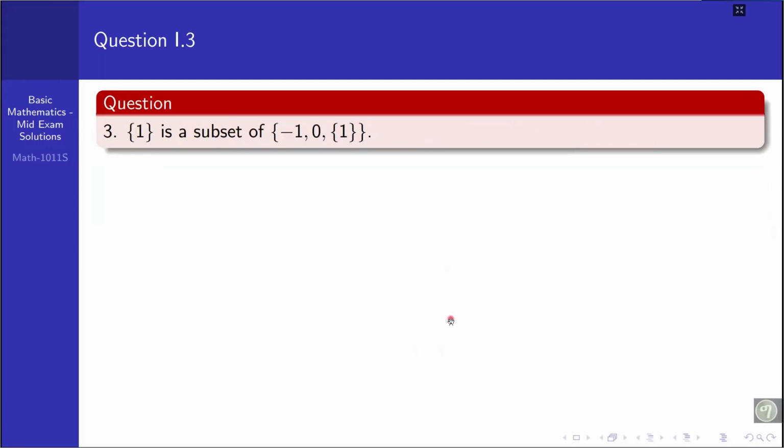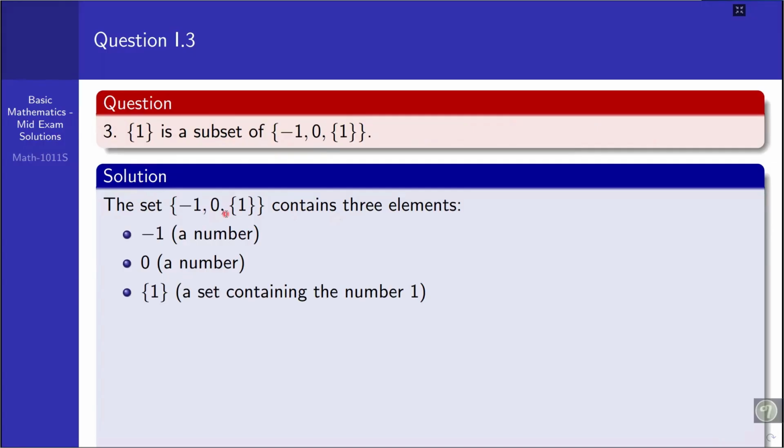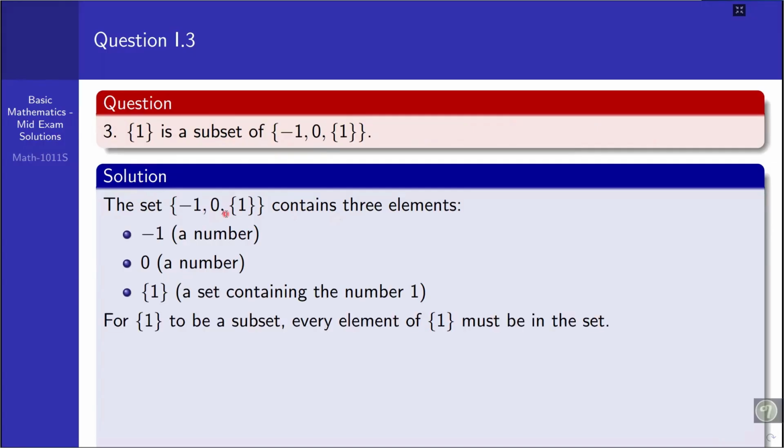Question number 3. If the set containing 1 is a subset of the set containing -1, 0, and the set containing 1. Then we know that this set contains 3 elements, which are -1, which is a number, 0, which is also a number, and the set containing 1, that is the set containing the number 1. Then for the given first set, the set containing 1, to be a subset of the second set, every element of the given set must be an element of the second set.